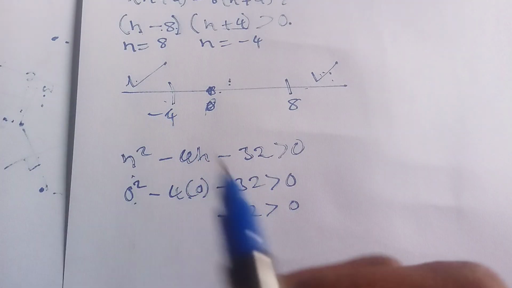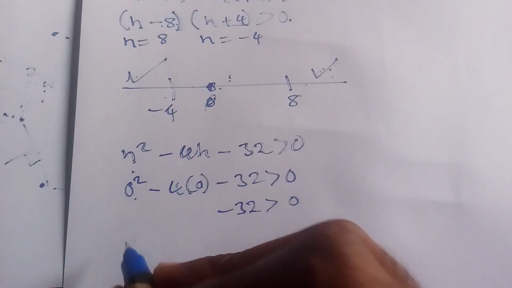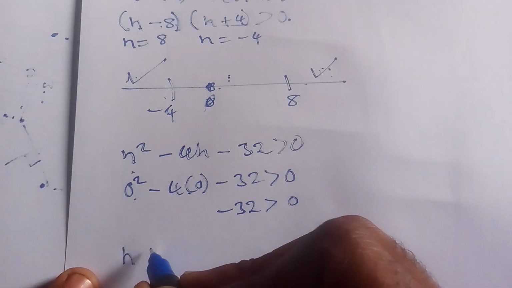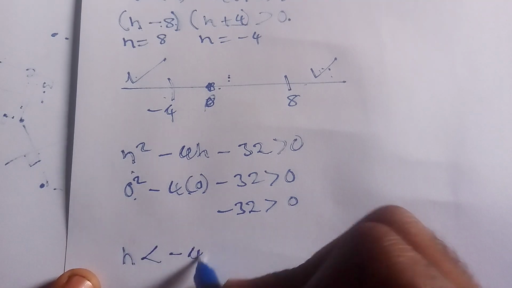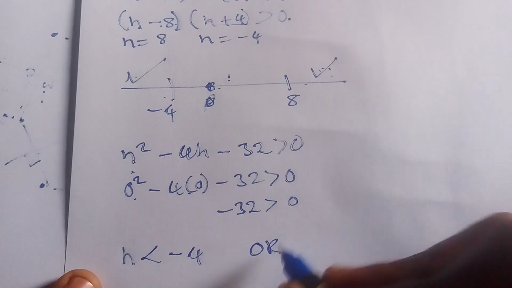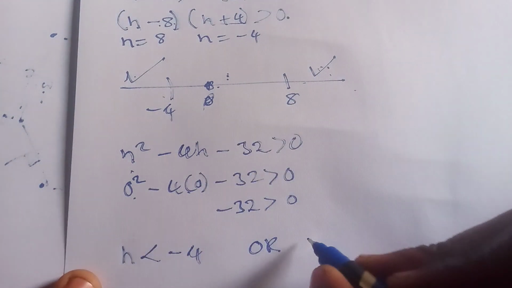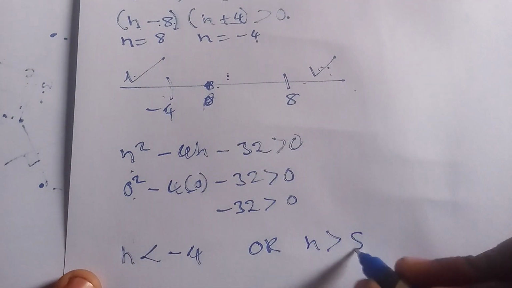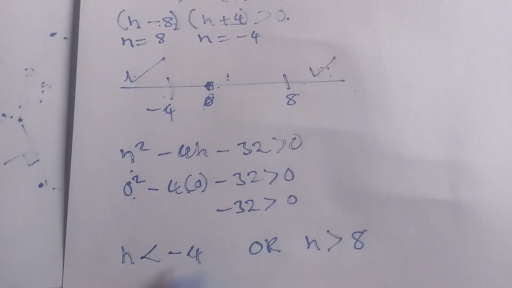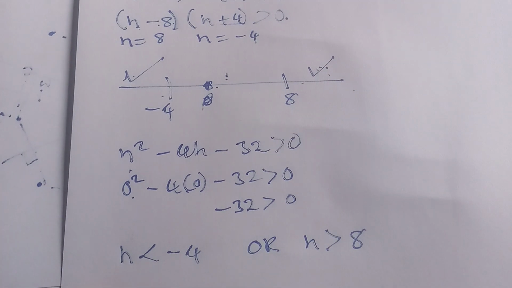So in short, numbers which are this side are all less than negative 4. So you can say h is less than negative 4, or numbers which are this side are all greater than 8. So you can't combine these two. You just leave it like this and you are done.